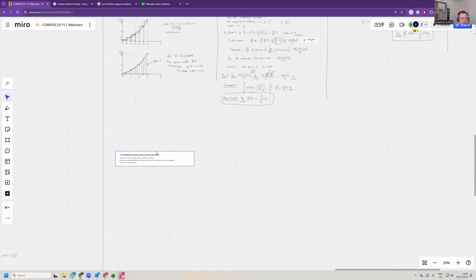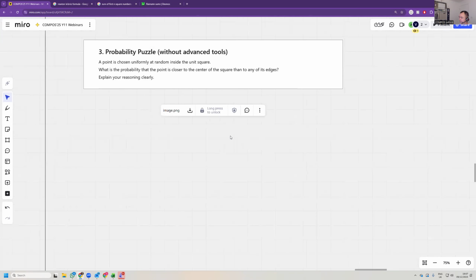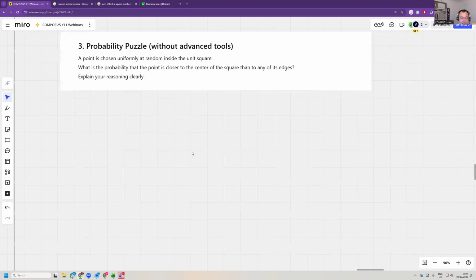And then this one, I love this because I was looking at questions for university interviews, and this is one of the questions. One of the questions from an Oxford interview. A point is chosen at random inside a unit square. What is the probability that the point is closer to the center of the square than to any of its edges? Okay, what does that even mean?